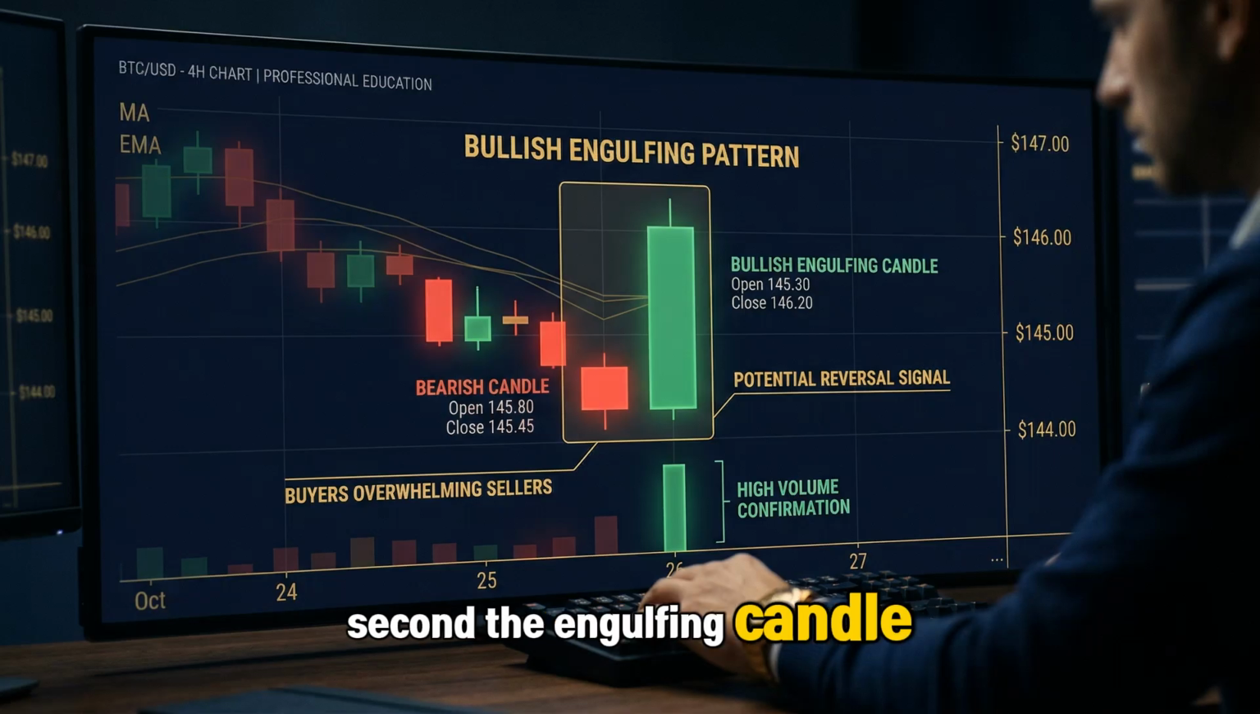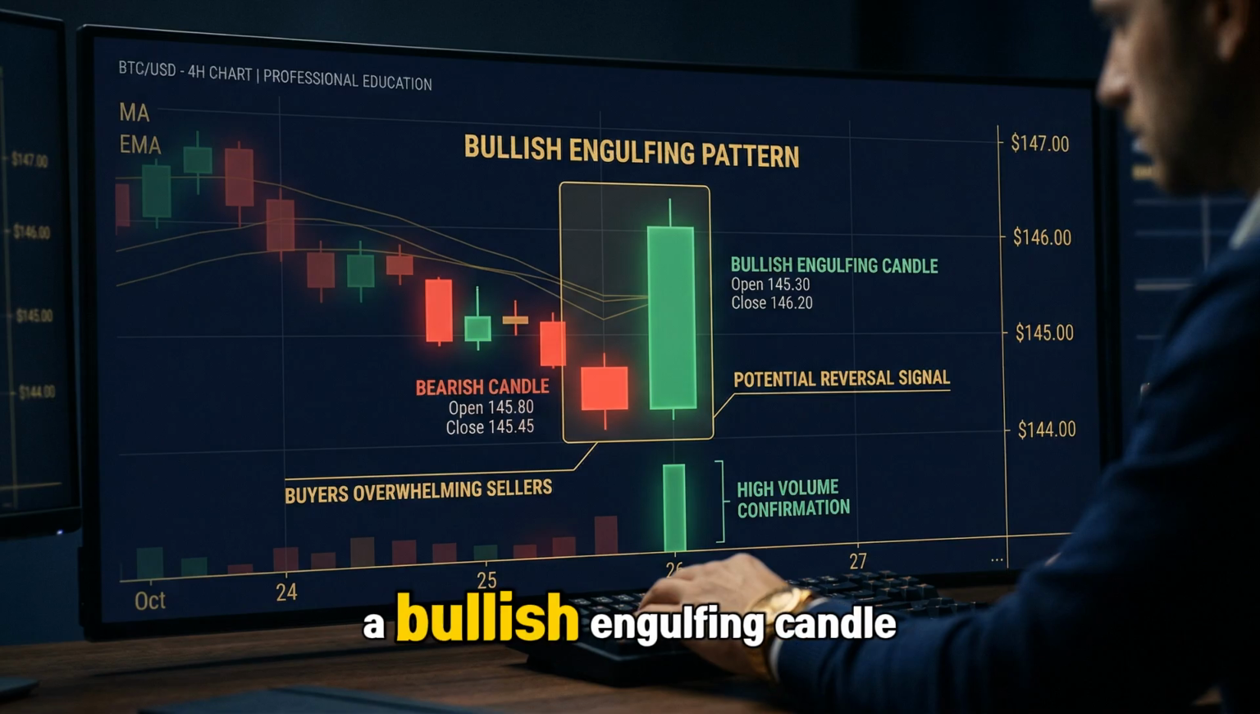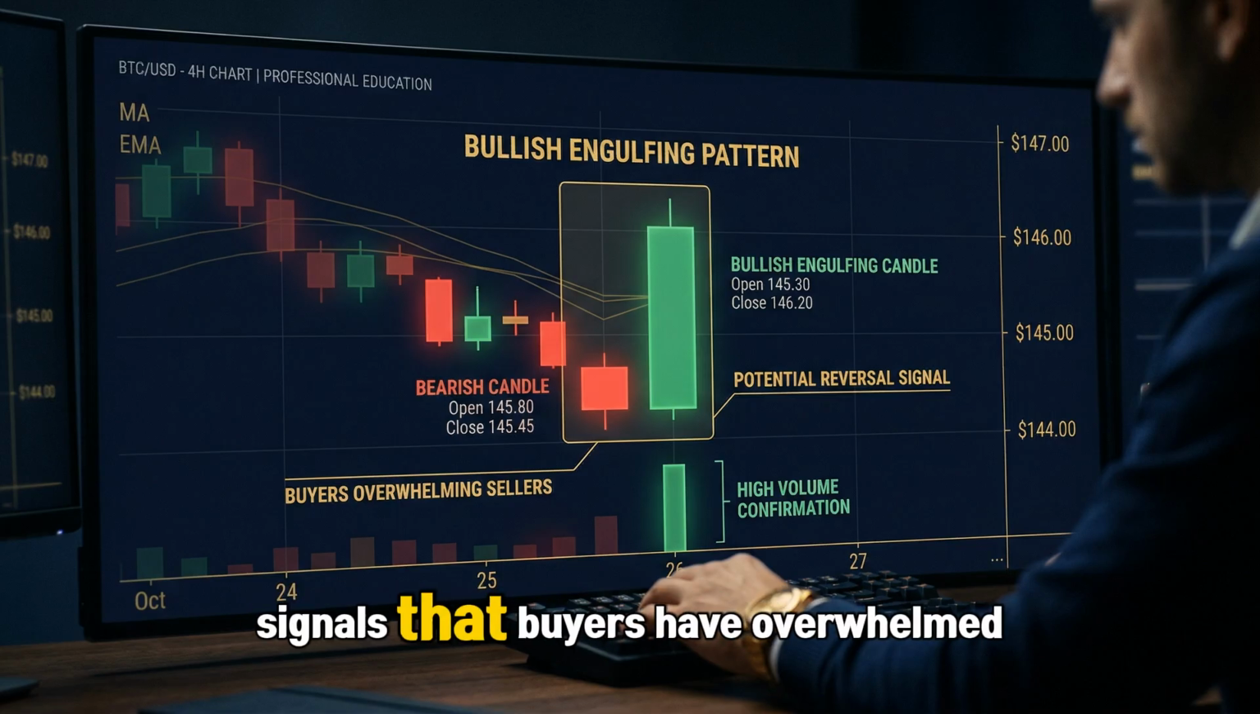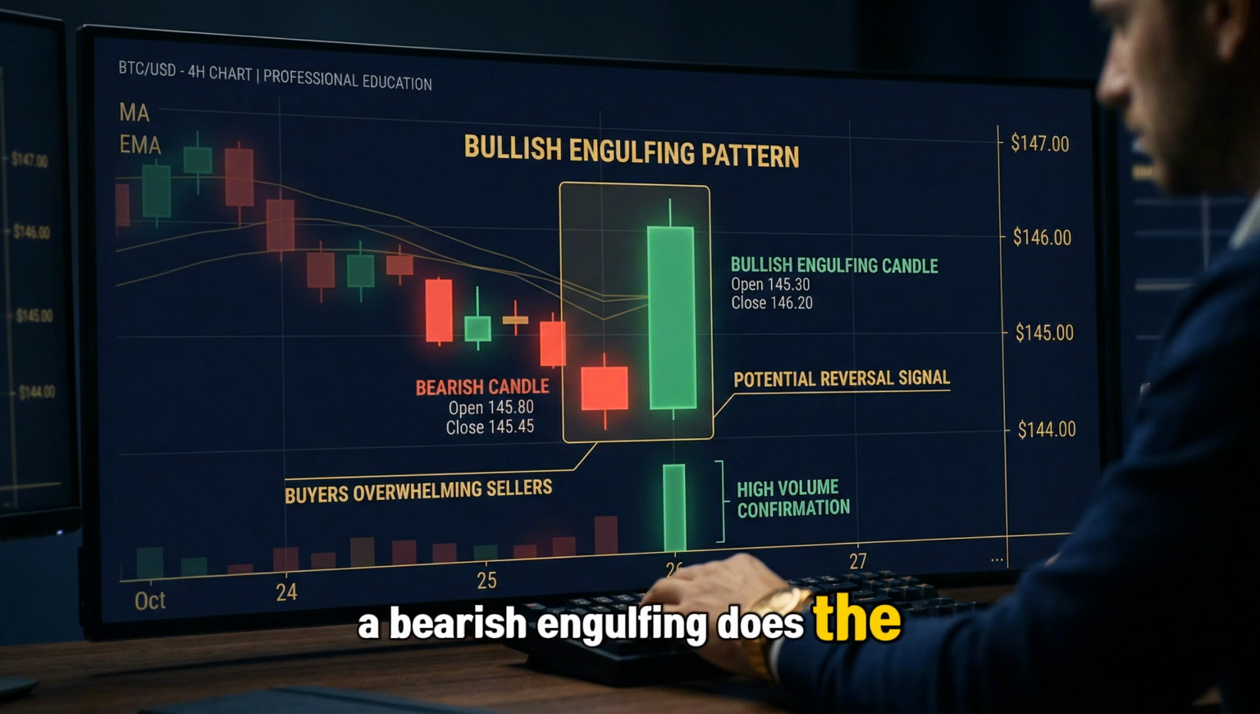Second, the engulfing candle. This is when one candle's body completely swallows the previous candle's body. A bullish engulfing candle, a big green candle after a small red one, signals that buyers have overwhelmed sellers and may be taking control. A bearish engulfing does the opposite.